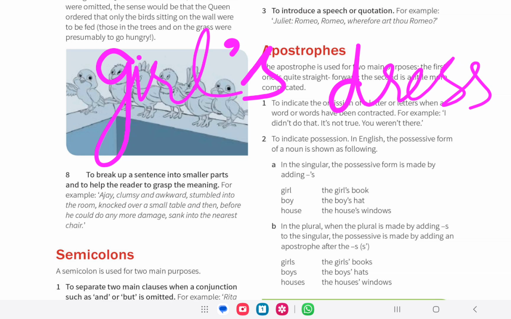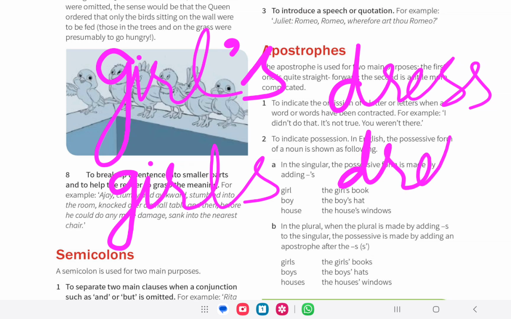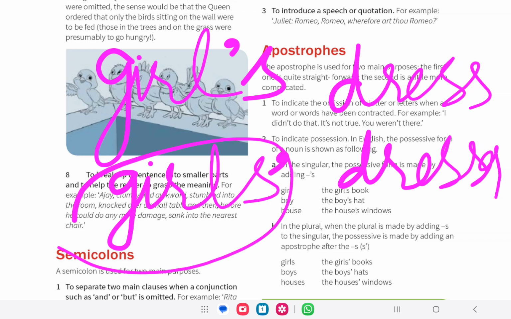If we are talking about plural, we are talking about many girls' dresses. Now this is in plural. In this case, we do not put this apostrophe here. We are going to put it after s. This shows that we are talking about plural, about many people.